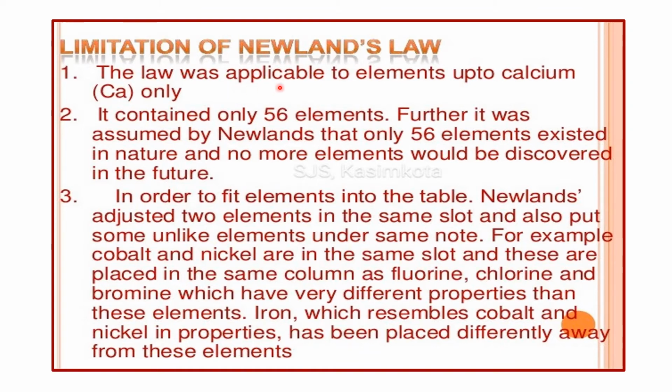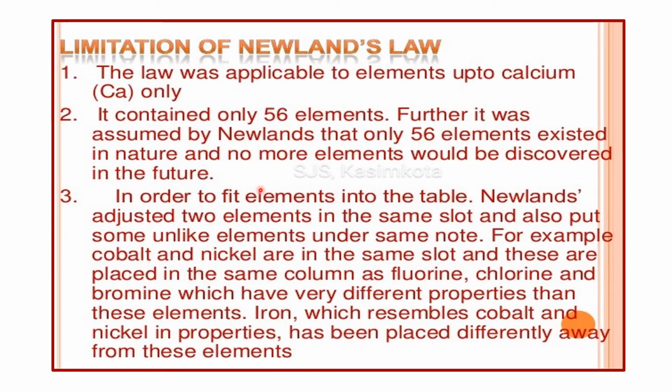This law was applicable to elements up to calcium. So here this law was applicable only to elements with atomic number 20 and below 20, that is calcium. When he had arranged the elements, it contained only 56 elements, means 56 elements were known then. Those elements were arranged under the concept of octaves, and further it was assumed by Newlands that only 56 elements existed in nature and no more elements would be discovered in the future. So he has restricted to 56 elements.